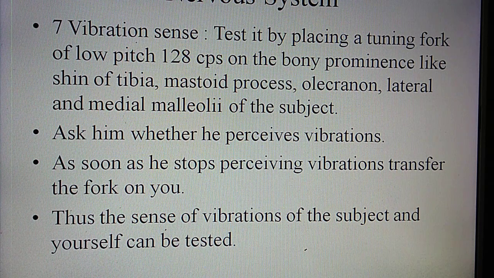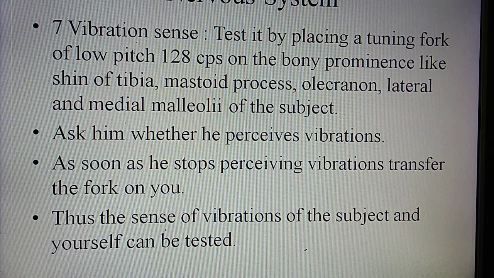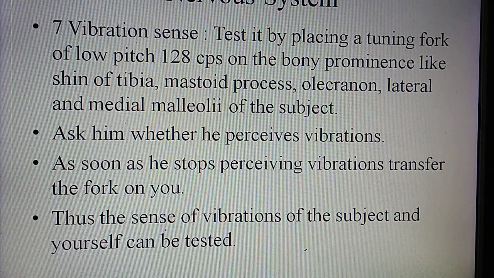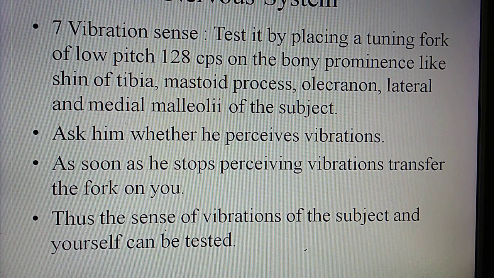You can check the tuning fork with a low pitch of 128 CPS on the bony prominences, like there are some specific locations: shin of the tibia, mastoid process, olecranon, lateral and medial malleoli of the subject. In these places you can check the vibration sense.